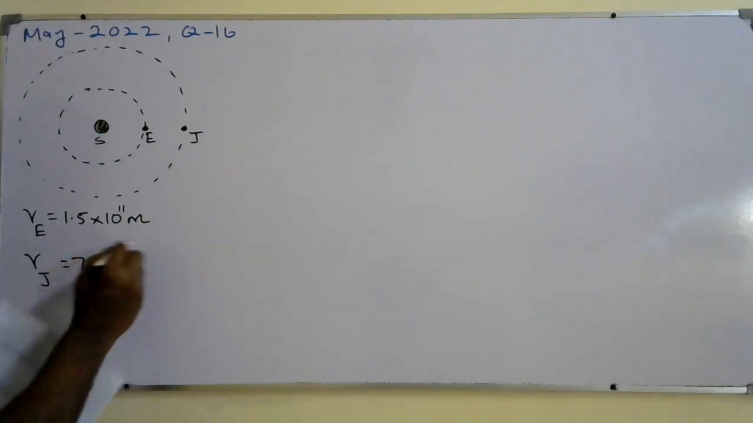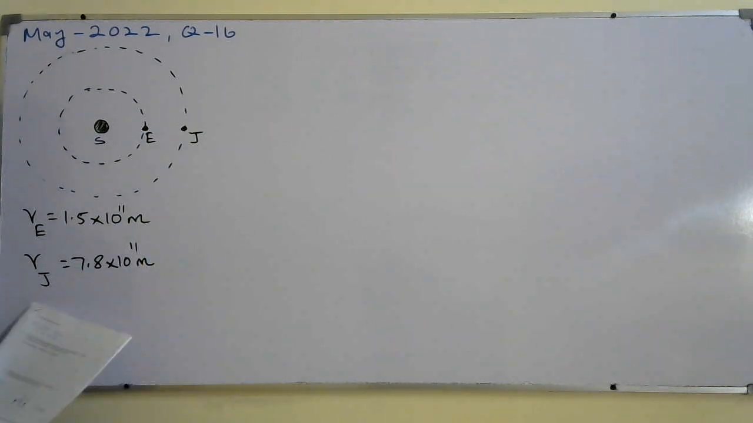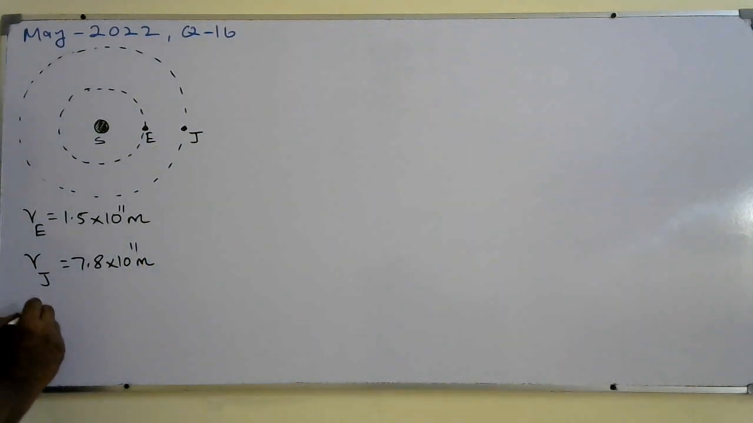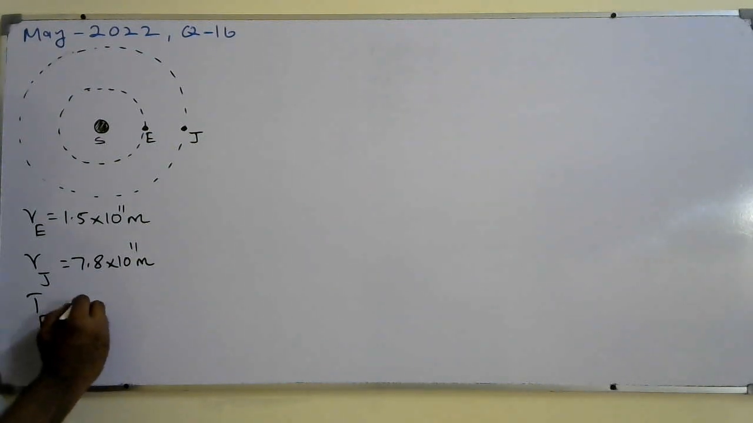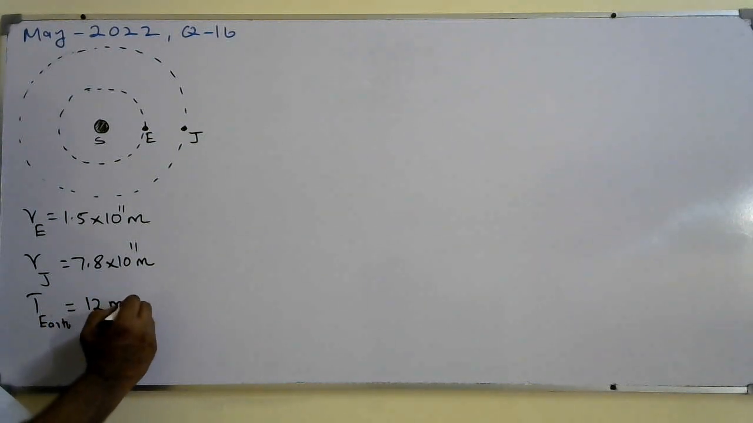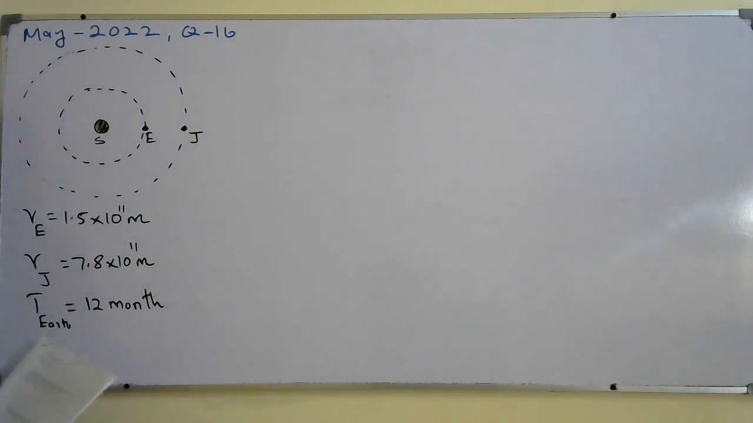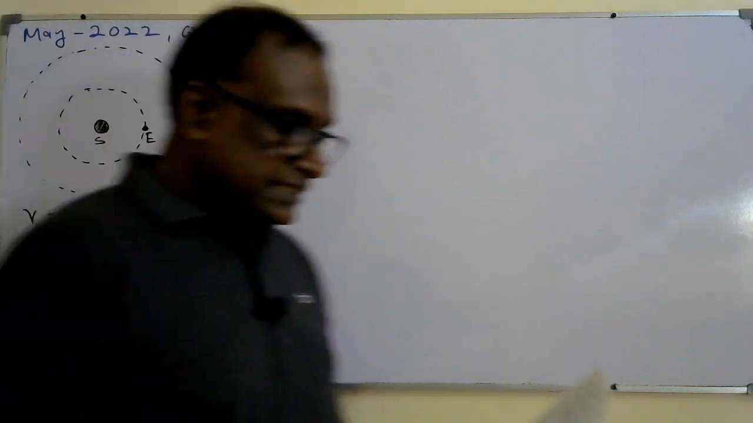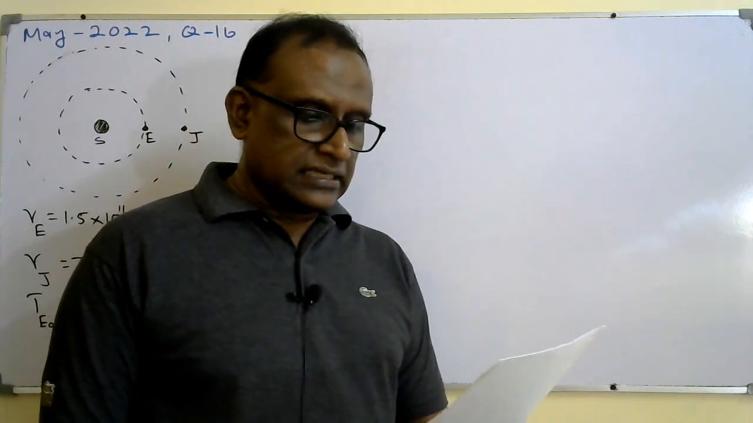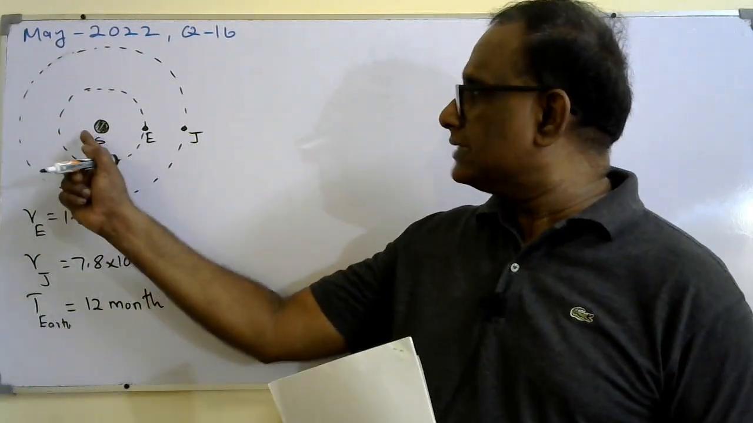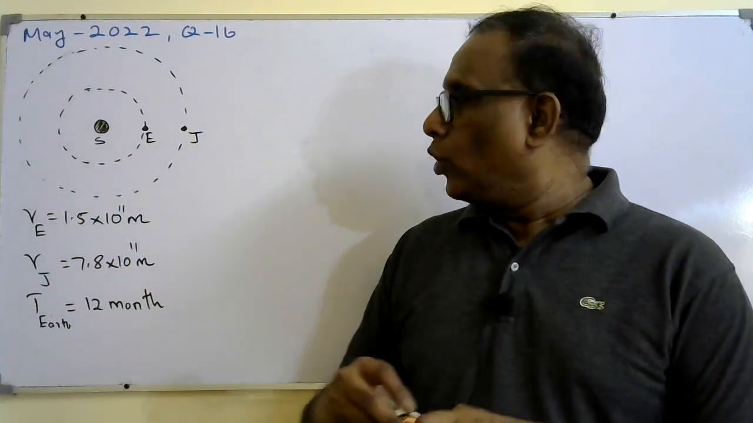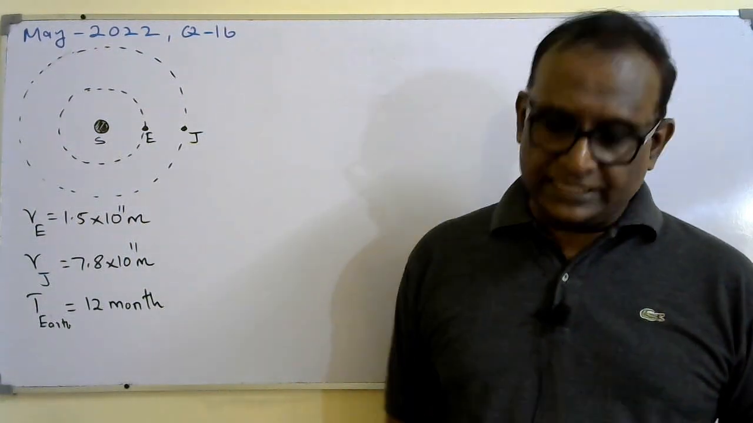Okay, so Earth orbit, the time period is also given. We know that 12 months, 1 year, so it's given 12 months. So we need to show that the statement is correct. Every 13 months, the Sun, Earth, Jupiter becomes in opposition, means they come on the same line. Okay, so the idea is this one. They are in same line like this now.